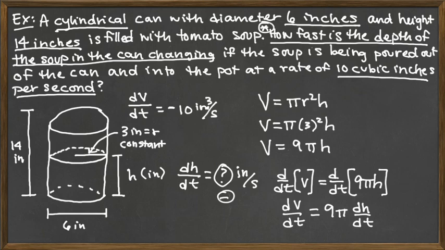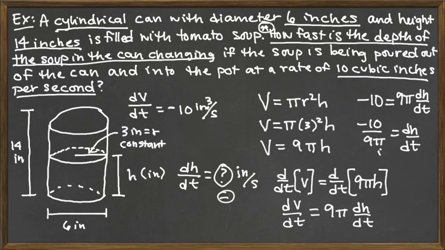So when we go ahead and substitute in, we know the dV dt is the negative 10, and then we have 9 pi dH dt. And we want to solve this for dH dt, and we can do so by dividing both sides by the 9 pi, that's the constant out front, to get our final answer. So negative 10 over 9 pi, and again the units there would be inches per second. So that would be our final answer. Notice how it is also negative, like we anticipated it would be.